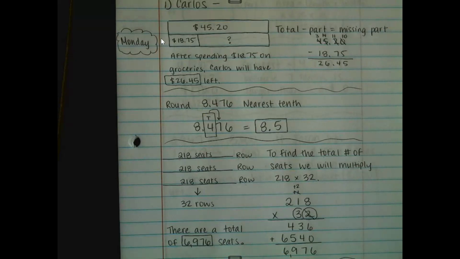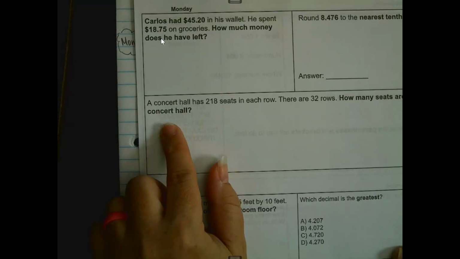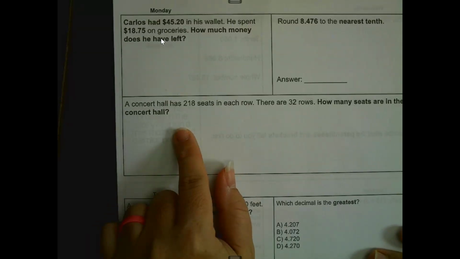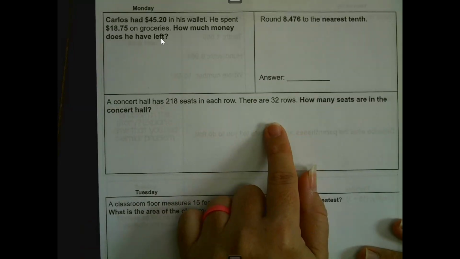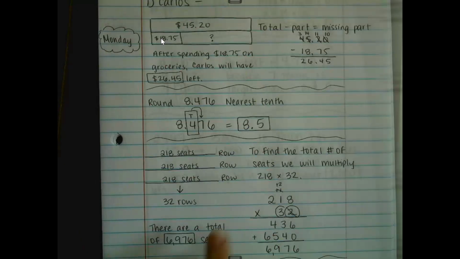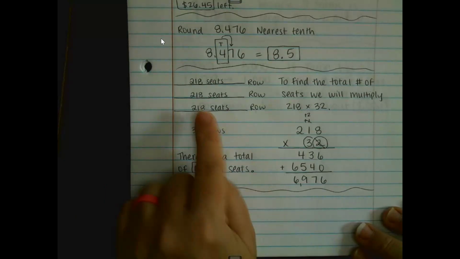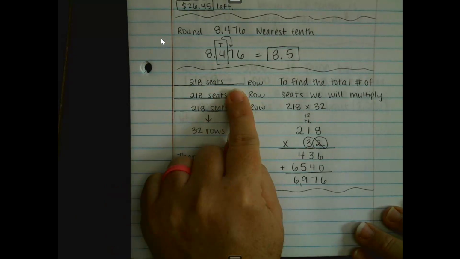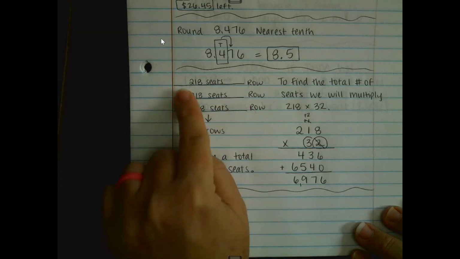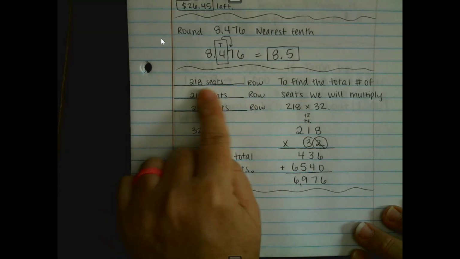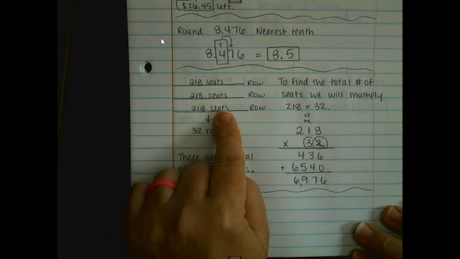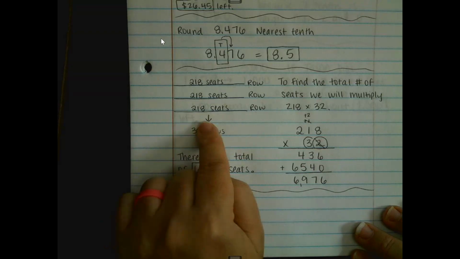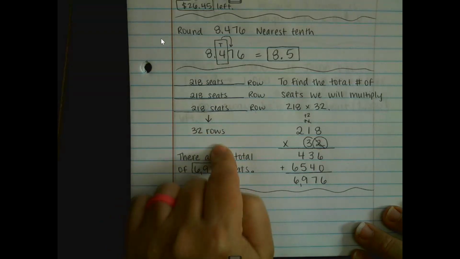All right, on the next one, we have a concert hall, and it has 218 seats in each row, and there are 32 of those rows. So how many seats are in the whole concert hall? So I kind of just drew this out to think about what this would look like. So here's one row, and it says that each row has 218 seats. So that row would have that. The next row would have 218 seats. The next row would have 218 seats. There's going to be 32 of those if I kept going.